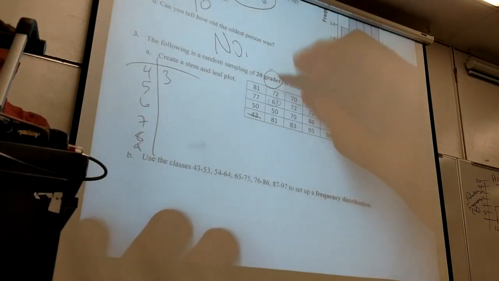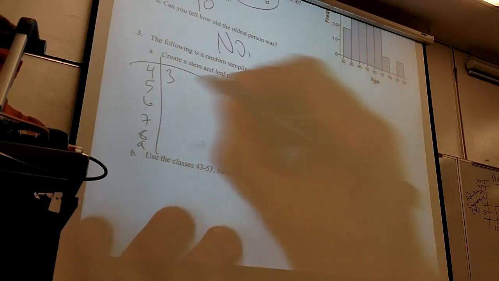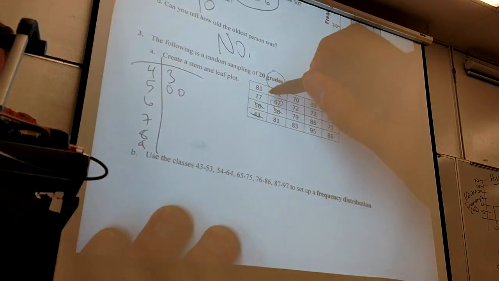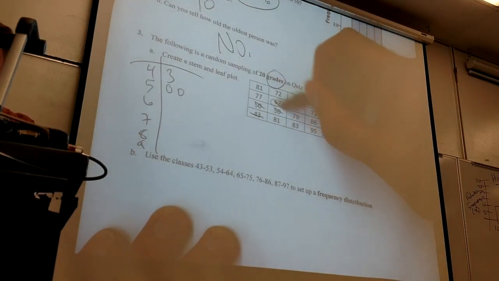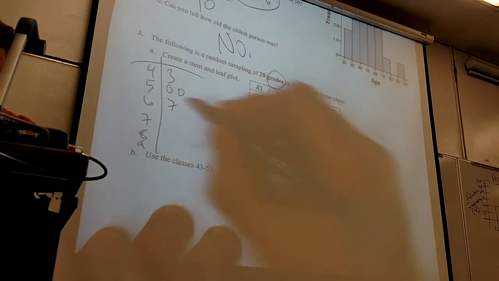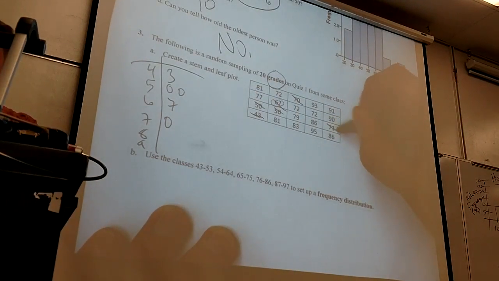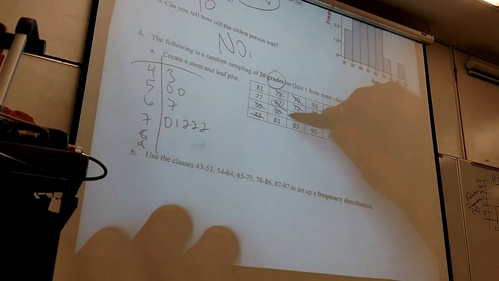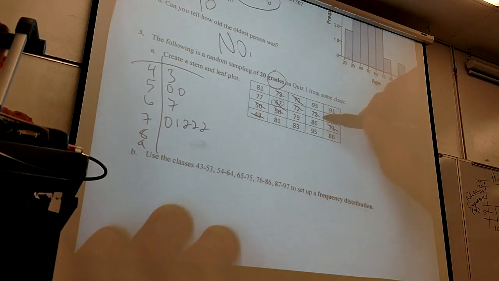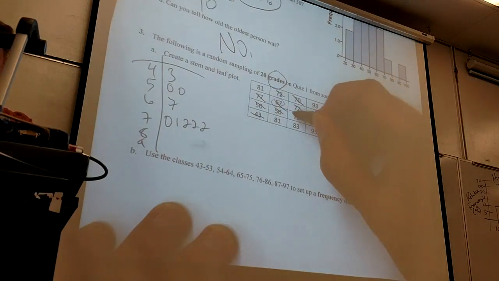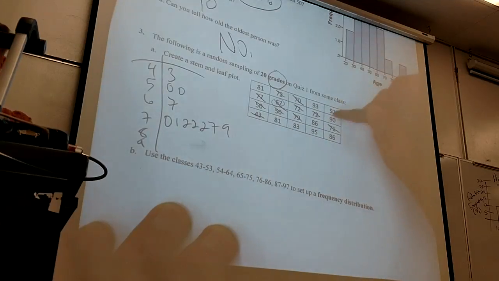What about my 50s? I got 50, 50. Any more 50s? No. What about 60s? 67. What about 70s? I got a 70. I got a 71. Do I have two 70s? I got that bad boy. 77 and 79, right? Yep.